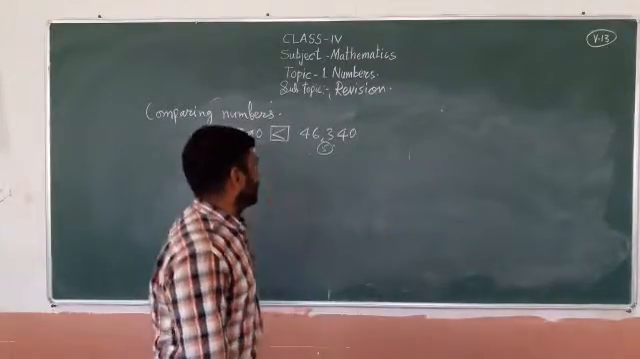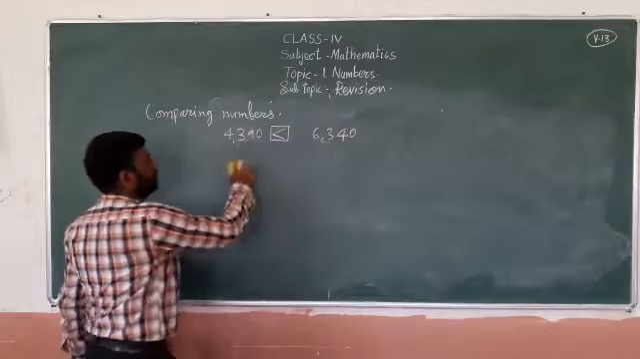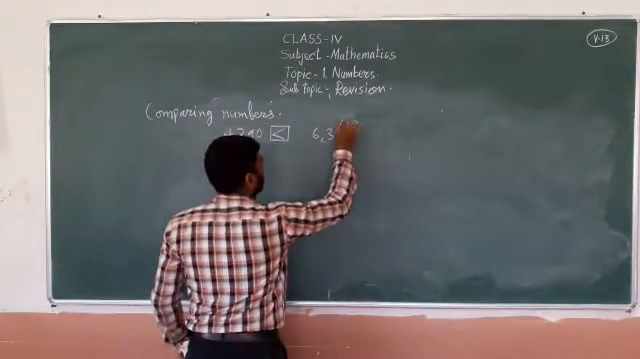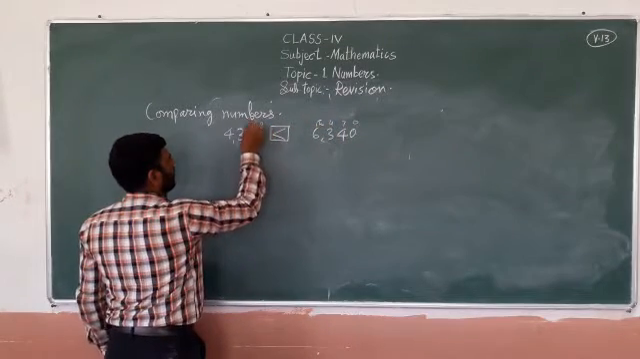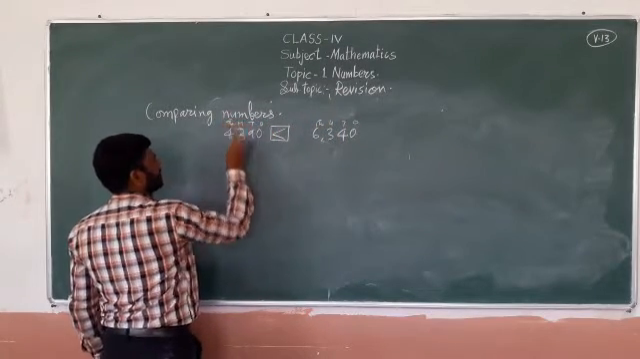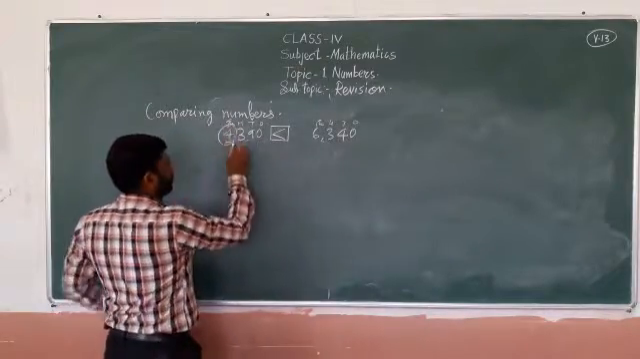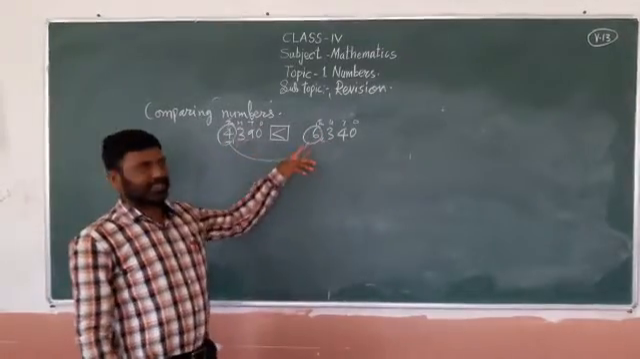After comparing, suppose the digits are the same. Then you have to go through which is the highest place. Here ones, tens, hundreds, thousands. The thousands place is highest. So starting from the higher places, compare this 4 with this 6 in the thousands place. 4, 6. 6 is greater.